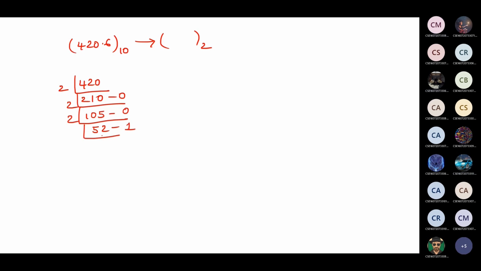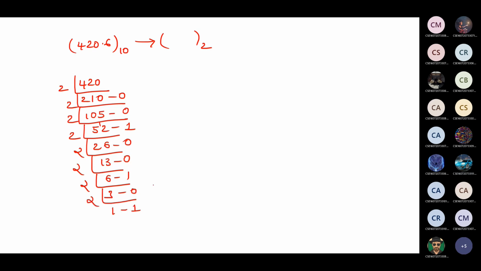Next, 2 into 2 is 4. Remainder will be 1. So 2 into 6 is 12. Remainder will be 0. Next 2 into 13, 2 into 6 is 12. Remainder will be 1. 2 into 3 is 6, remainder 0. So 2 into 1 is 2. Remainder will be 1. So result is 110100 point. After this I want to solve 0.6, and changing the color.